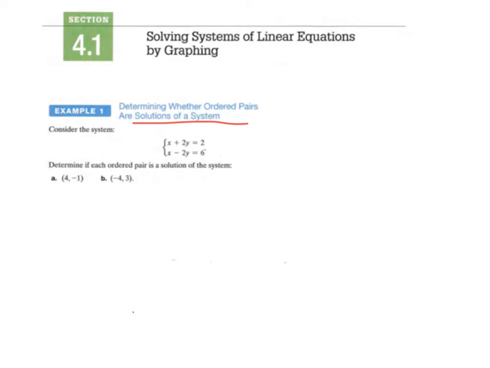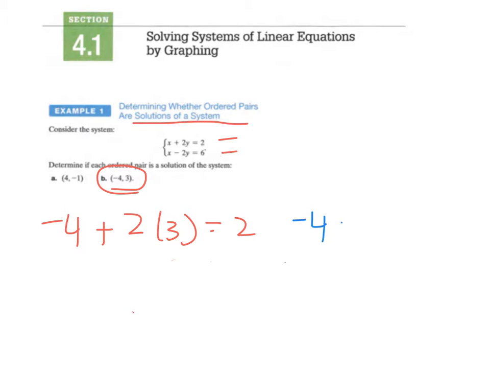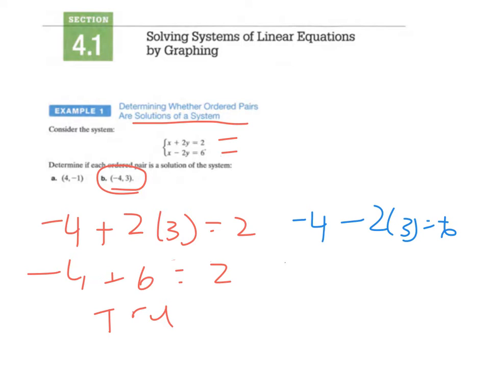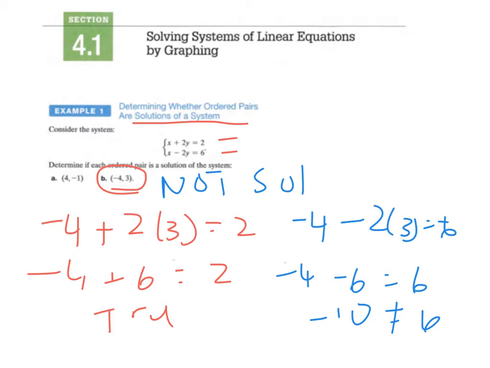A solution has to meet both equations, so I'm going to do the next one. I'm going to put a -4 in for x plus 2, and I'm going to put a 3 in for y equals 2. And then I'm going to do the other equation, -4 minus 2 with 3 equals 6. Let's go through and solve this. As -4 plus 6 equals 2, that's true. And if I go -4 minus 6 equals 6, I get -10. This one's not true. And since this one is not true, this is not a solution. So it must meet both equations, not just one of them, to be a solution. In this case, the second one is not. The first one, yes, it is a solution.